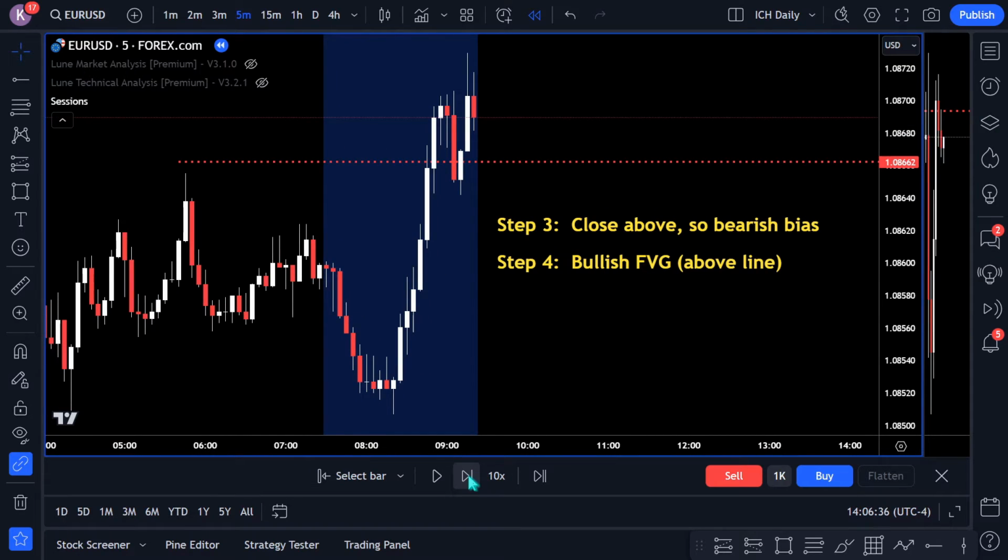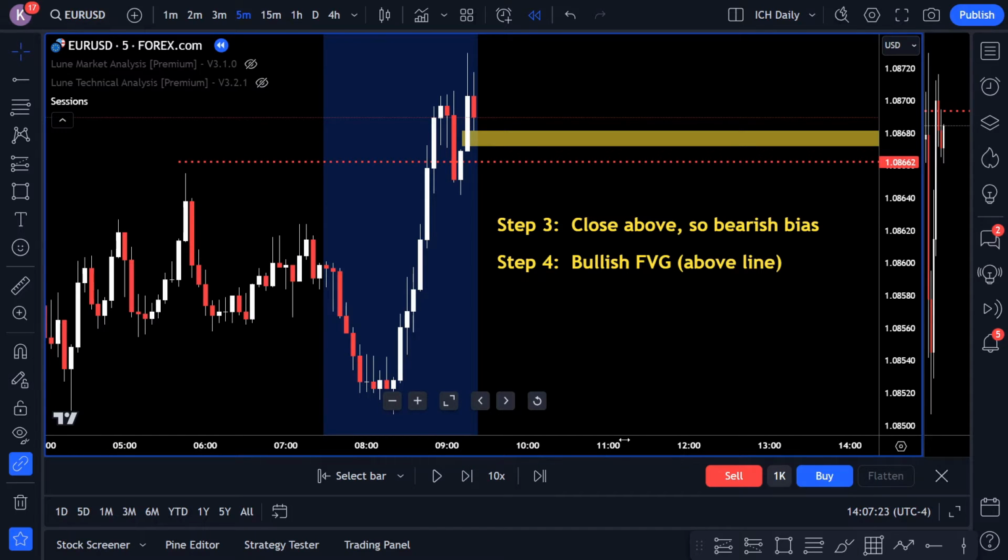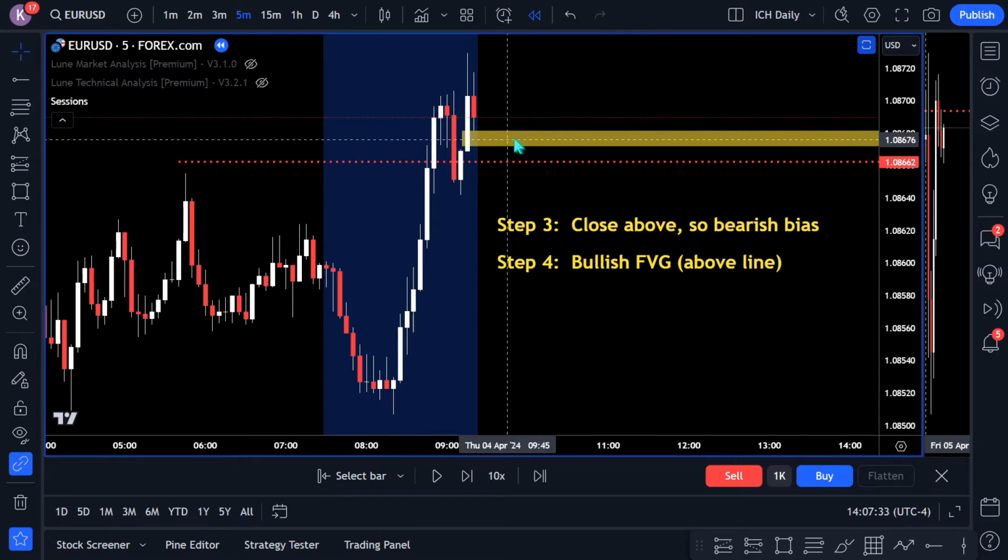So what do you think now? Is this a bullish fair value gap? So we're ignoring candle 2. We're looking at the wick of candle 1, the wick of candle 3. The high of candle 1 does not overlap with the low of candle 3. So we see this gap here.